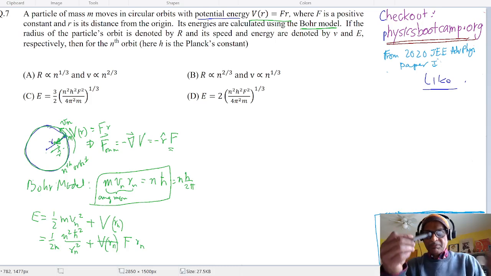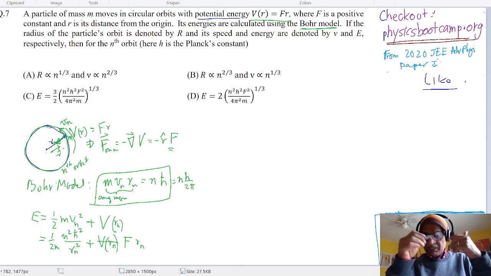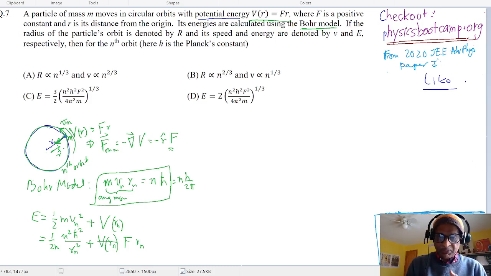If you have some other model for potential energy, like electrostatic potential energy, then this formula will be different. So that's how the energy gets its dependence. You have to add these two together.